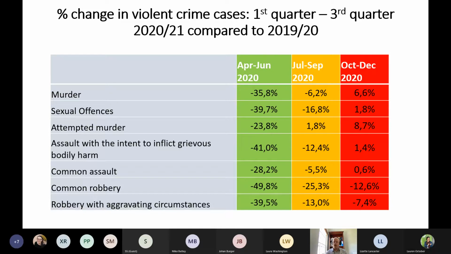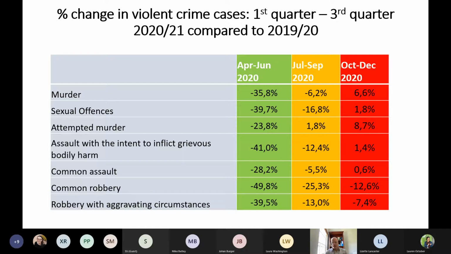So for example, in April to June 2020, if you compare it to the same period a year earlier in 2019, there were some dramatic changes within reported crime. So you had in pretty much all categories of violent crime, dramatic reductions in reported crime. So murder, close to 36%, sexual offences close to 40%. You've got more than 40% in terms of assault with intent to inflict grievous bodily harm. So that's the hard lockdown period.